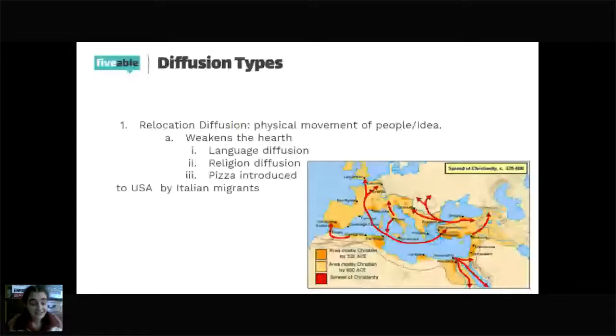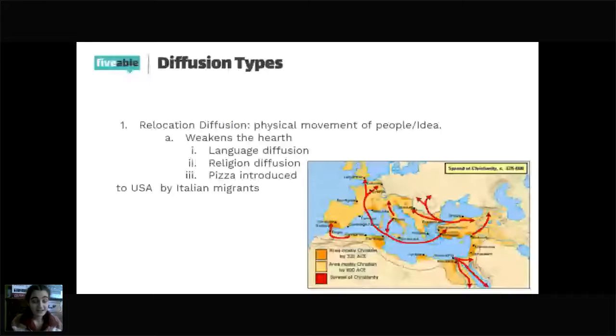Now the diffusion types. There are two main diffusion types, relocation and expansion. We'll talk about relocation first. Relocation diffusion is caused by the movement of people, and it usually weakens the Hearth because people are moving from the Hearth. That's not always the case, but usually people move from the Hearth to another region, taking this idea, this faith, this belief, whatever that is, with them to another place.